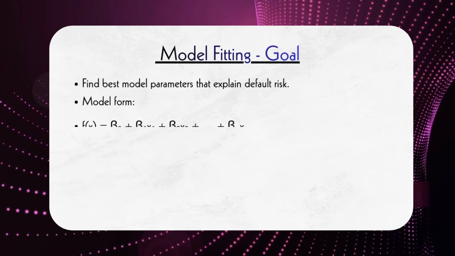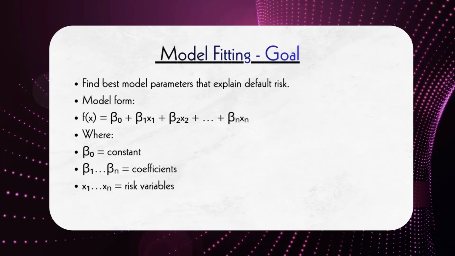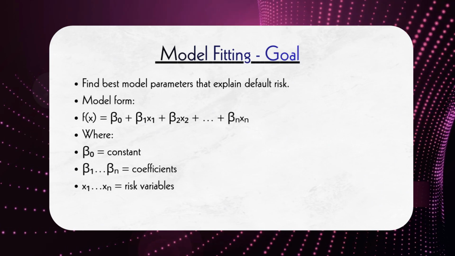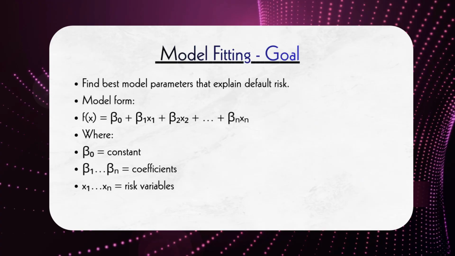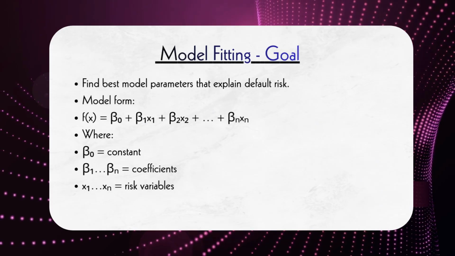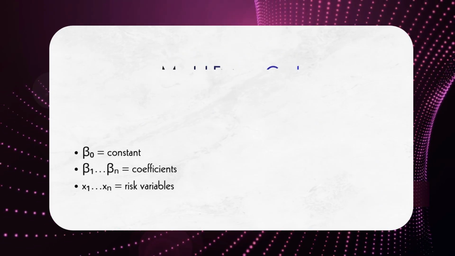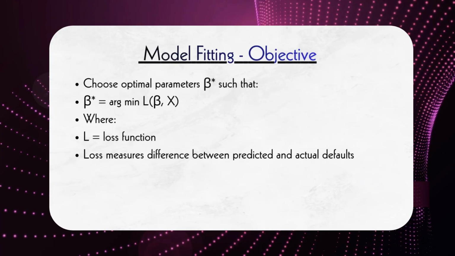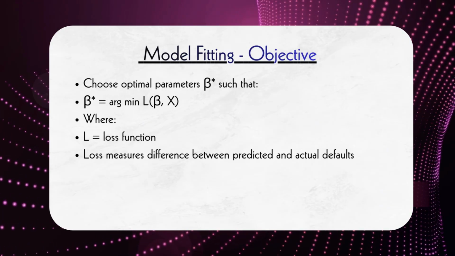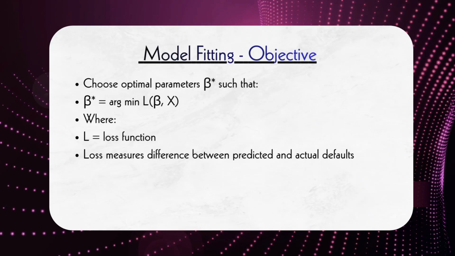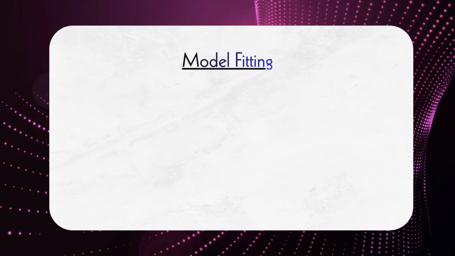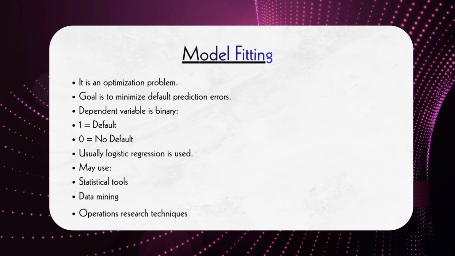The second step is model fitting. Here, we build a statistical model to estimate default risk. The general model form is f(x) = β0 + β1x1 + β2x2 and so on. β0 is the constant term, and β1 to βn are coefficients for different risk variables. The goal is to find the optimal parameter values that minimize the loss function. In mathematical terms, we choose β* = argmin L(β, x), where L represents the loss function measuring the difference between predicted and actual outcomes. This is an optimization problem.